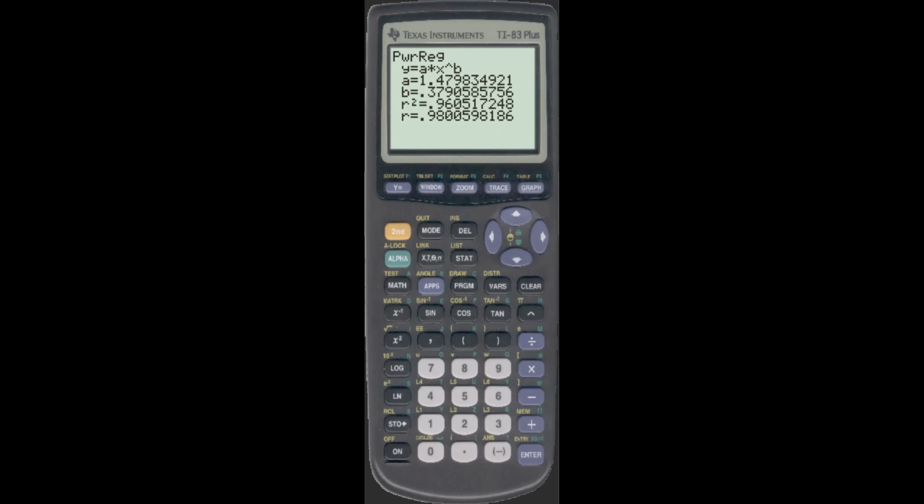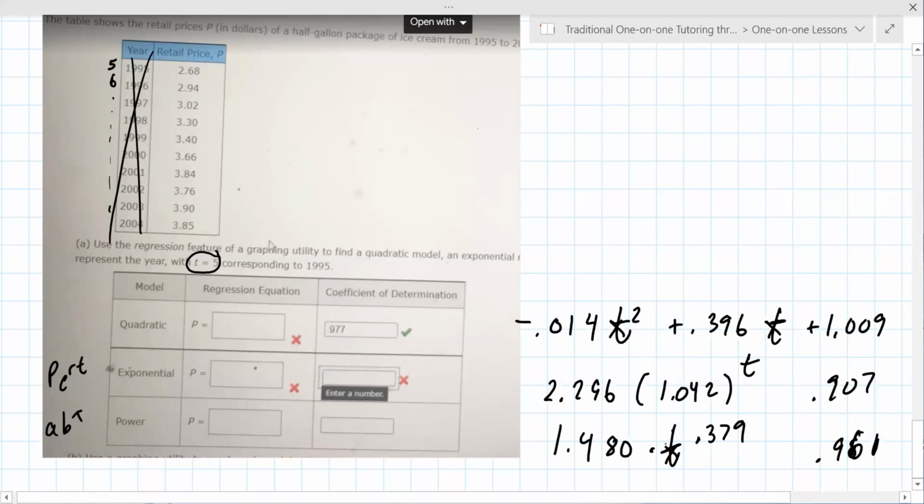Let me write this down, and I'll go back to the other window. So the power regression is 1.480 times x to the 0.379, and then this is 0.98961. Okay, let me share my other screen. I think this will make more sense when you see this. Oh, this is a T. If you're seeing my screen, Jamie, the one I'm not sure about is this middle one. Your calculator gives you exponential; your calculator thinks exponential is a b to the x, and WebAssign probably wants P e to the rt.